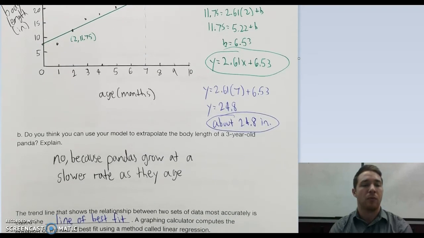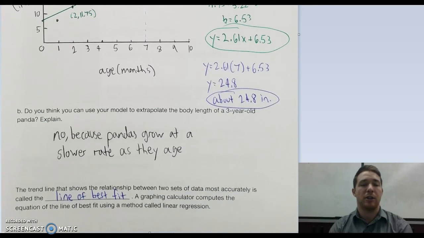A trend line that shows the relationship between two sets of data most accurately is called the line of best fit. Again, we were kind of making trend lines, so a similar sort of concept, but a line of best fit is going to be a little bit more exact. A graphing calculator computes the equation of the line of best fit using a method called linear regression.